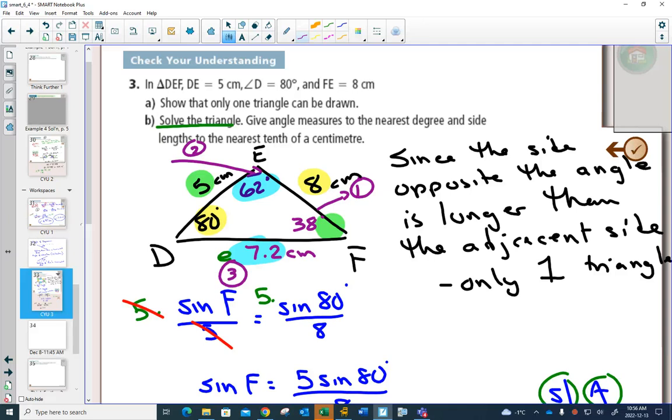So we needed to use the sine law twice. We recognized early that there was only one answer, but when we solved for side F, we found out why there was only one answer. The second angle of 142 degrees just didn't make sense.